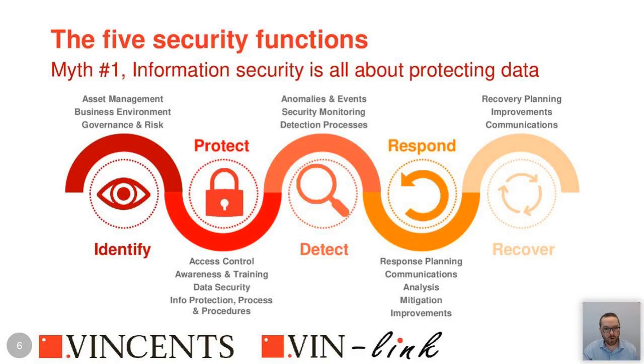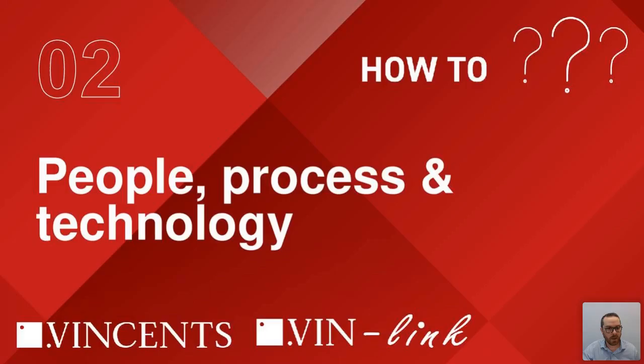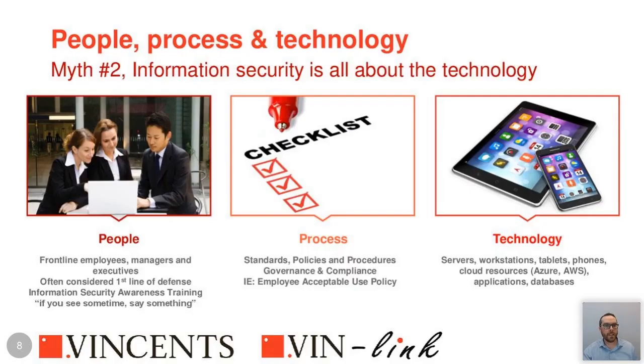With that, we will move on to our people, process, and technology. All right, so myth number 2, information security is all about technology. So yes, there's mostly technology, but you do need people and process along with technology. So with people, these are your frontline staff, executives, what's considered your first line of defense.